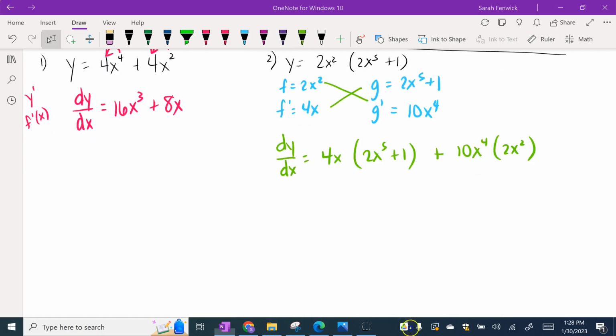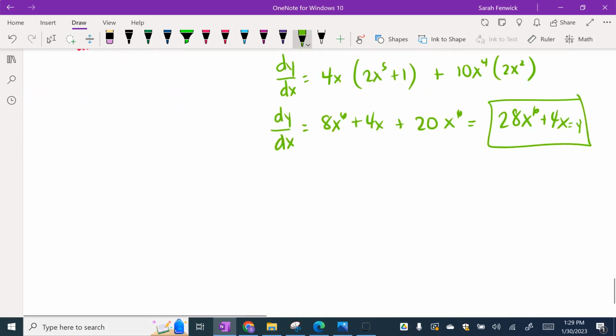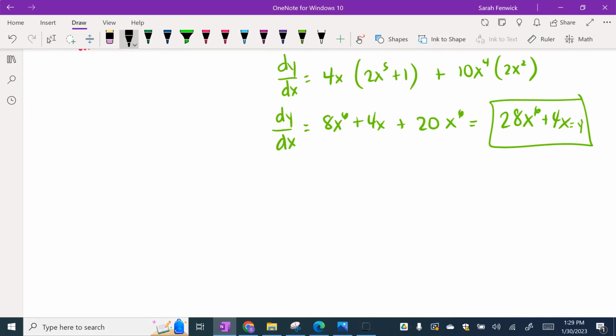And we are going to simplify because it's good practice. We have 8x to the sixth plus 4x plus 20x to the sixth. So altogether, 28x to the sixth plus 4x. I could pull a GCF out of that, and if I needed to try to simplify, I would, but there's really no reason when we're just working on derivative rules. Final answer equals y prime. All right, let's try another one.